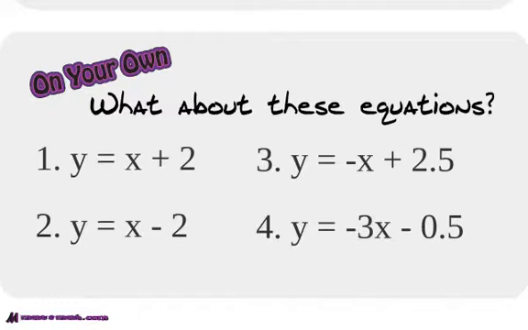All right, how'd you do? Well, 2 here, remember that's b. M here is an invisible 1. Same thing with this one. There's an invisible 1 there. All right. Negative 2 should be where it hits the x-axis. This one, there's an invisible 1, so your slope is negative 1. Your b is 2.5. And here, slope is negative 3, so that's down 3 over 1. And then here it hits the y-axis at negative 0.5.